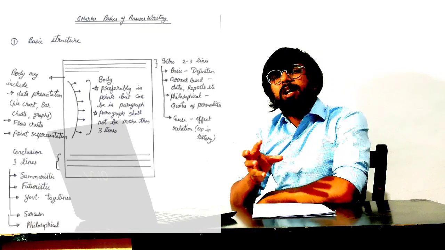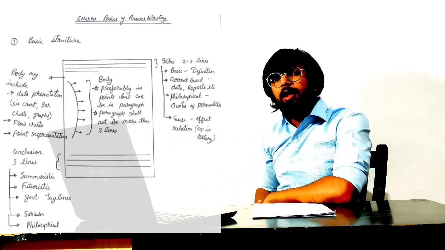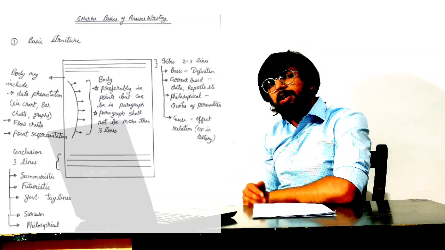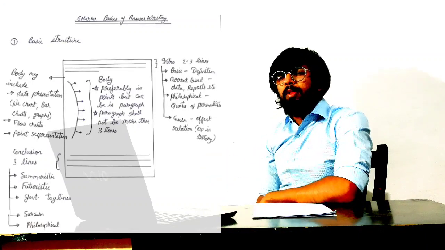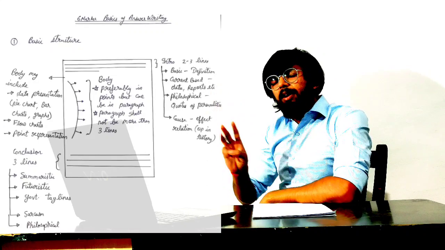You will be able to judge which question is best written in paragraph and which is best written in points. The third and final part is the conclusion. These three parts should be there in a 6-marker question.